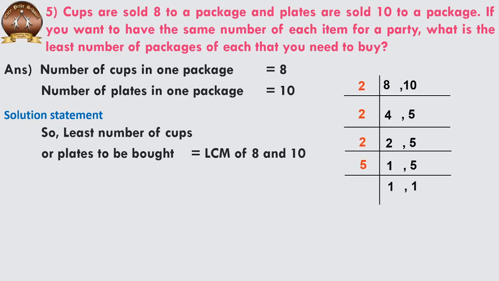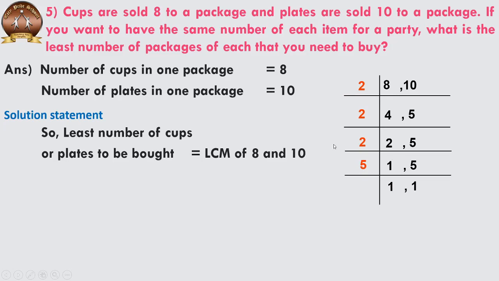Similarly, in the division form, we are going to divide 8 and 10 by 2. We get 4 and 5. Now 4 is further divisible by 2. We get 2 and 5. 5 is brought down as it is because it is not divisible by 2. Further 2 is divisible by 2. 5 again comes down as it is. Now 5 is divisible by 5 and we get 1 as the quotients.